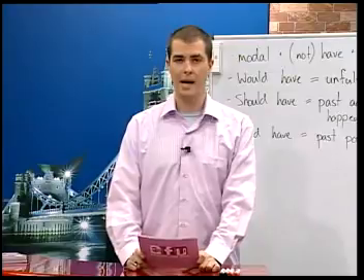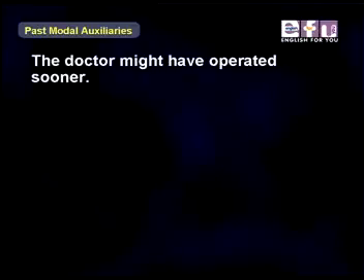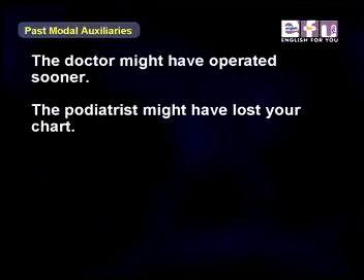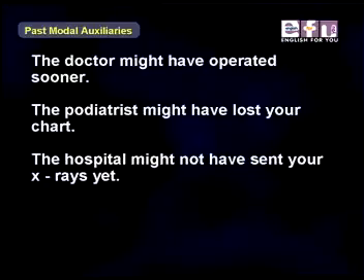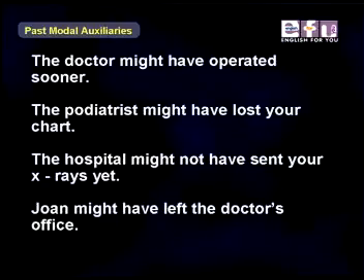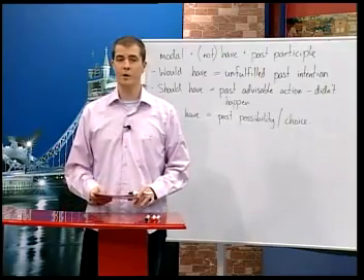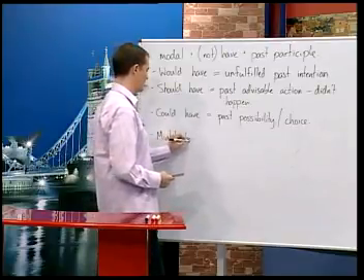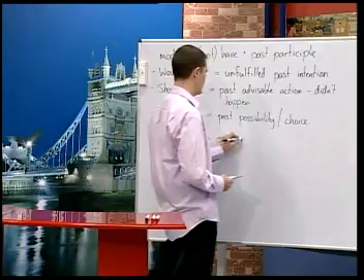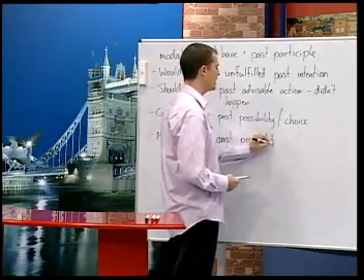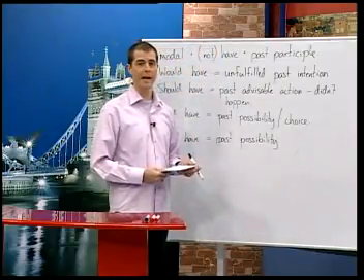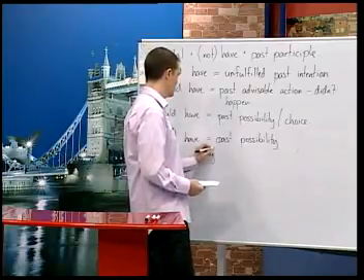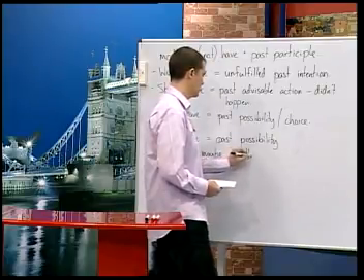Well, now let's look at the last past modal auxiliary. The doctor might have operated sooner. The podiatrist might have lost your chart. The hospital might not have sent your x-rays yet. Joan might have left the doctor's office. Might have refers to past possibilities. We'll put that here. It can be the same as could have. Might have, past possibility. But in many cases, the speaker or the writer is unsure if an action took place. So it can mean that maybe something happened in the past.